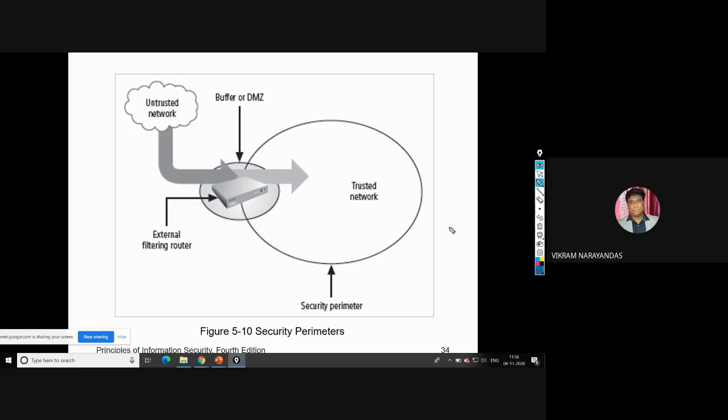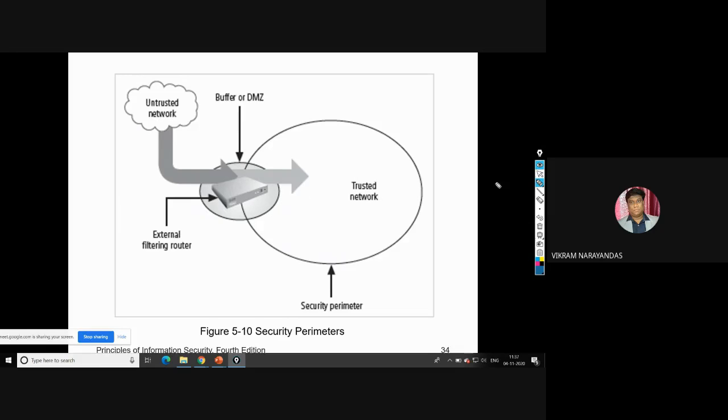So a DMZ, a demilitarized zone, is a buffer against outside attacks. A DMZ is a no man's land between the inside and outside networks, where some web servers are placed. These servers provide access to the organizational web pages without allowing a web request to enter into the internal networks here.